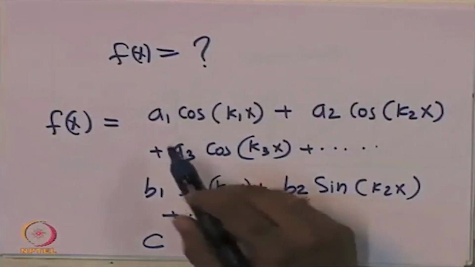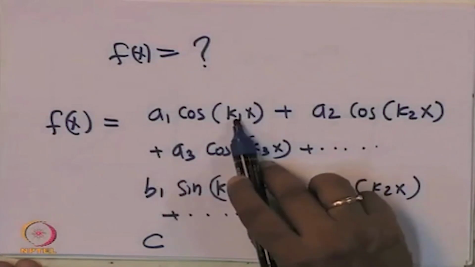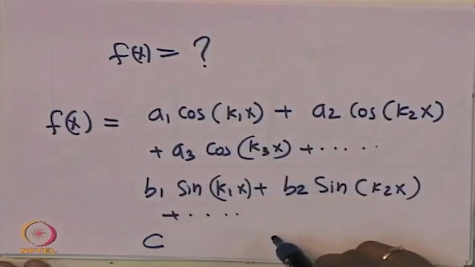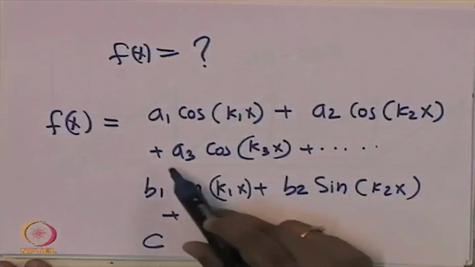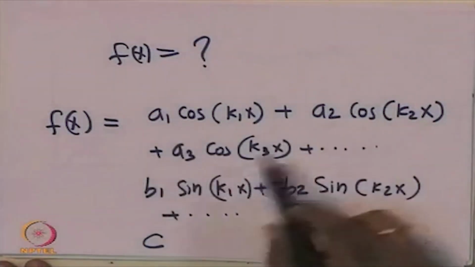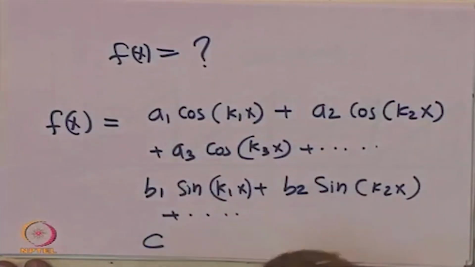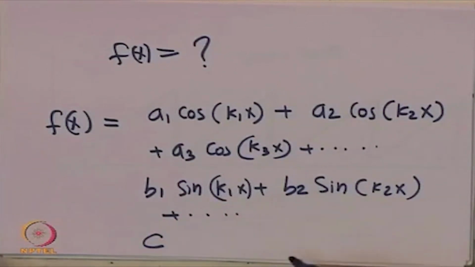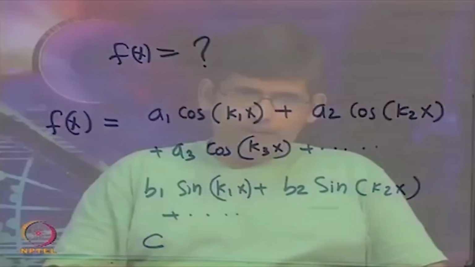So the claim is that if you take some particular values for a1, k1, a2, k2, a3, k3, b1, b2, b3, c and all that, the function can look like either a square wave or a sawtooth wave, or any periodic function can be represented something like this. So that is the claim.